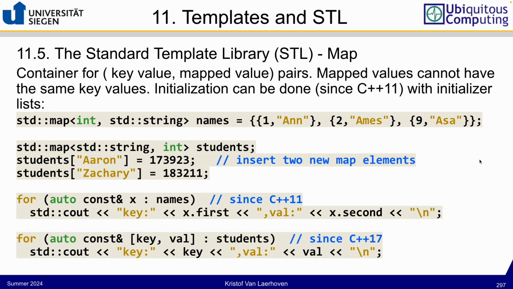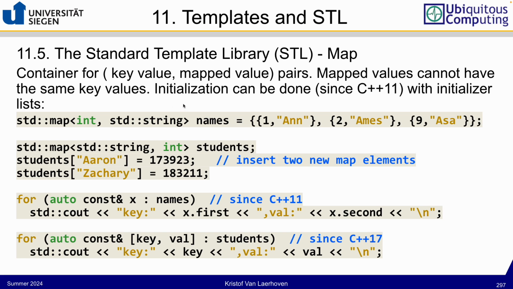Completely different is a map. If you often do things with Python, you probably know maps already. Also, that is a container. It happens to work completely differently. It works with pairs that contain a key value and a mapped value, where you cannot have mapped values that have the same key values. So they need to be distinct.